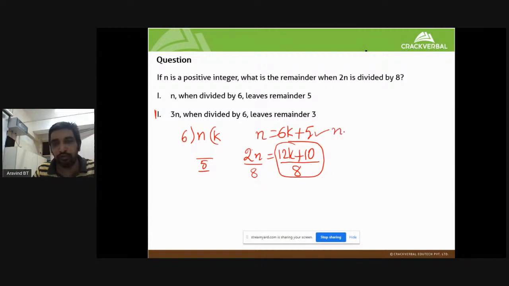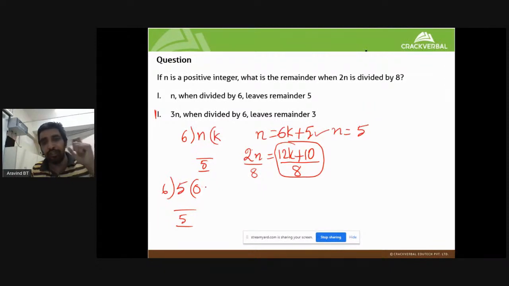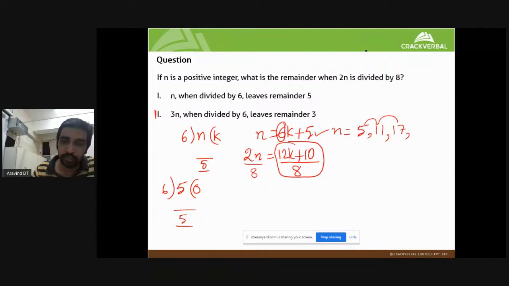So the smallest value for n can be 5, right? Because think about it, if you divide 5 by 6, the remainder will be 5 only. The quotient is 0. And that's where I said, don't assume that the quotient is 1. Start off with the quotient being 0. What is the next number? The next number is clearly 11. The next number is 17. You see that every time the value is increasing by 6 because 6 is the divisor.